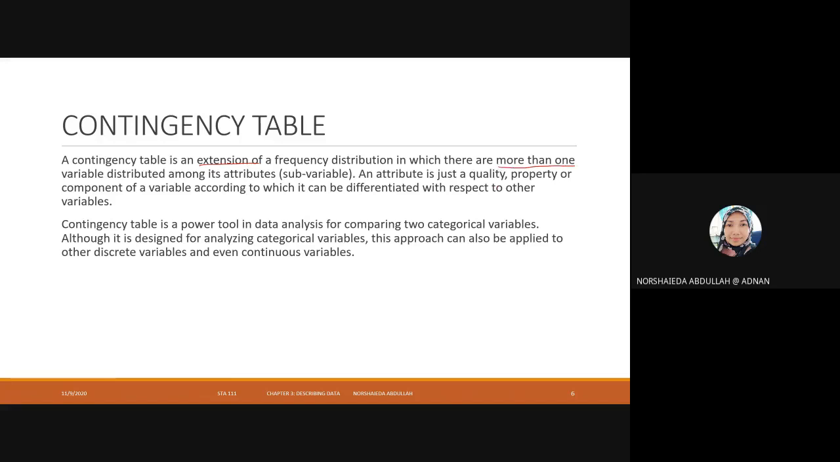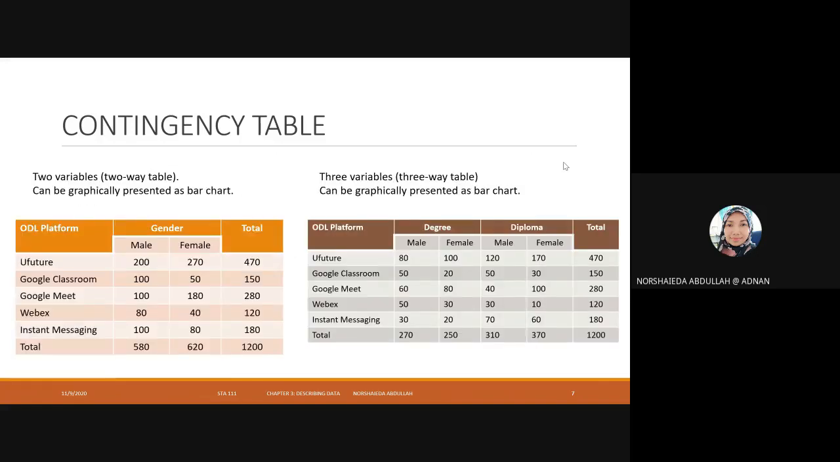Normally it is two or three, because with more than three it is hard for us to present it as a contingency table. So we have the variable and then we classify the variable into its attributes or sub-variables. Yeah, so kita tengok contoh. So the first one, tadi daripada data, the first one, the frequency table, we just identify the number of students who prefer each of the platforms.